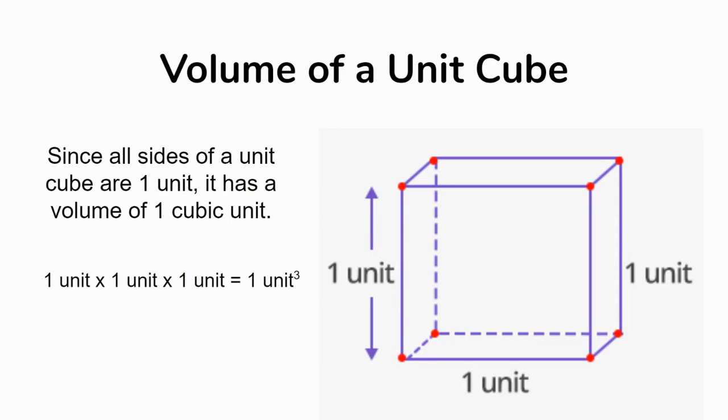So a unit cube, since everything on it measures 1 unit, has a volume of 1 cubic unit, right? So 1 unit wide, 1 unit long, 1 unit in height. So 1 times 1 times 1 gives us a volume of 1. Because we multiplied the unit 3 times, we're writing it as cubic units. So 1 unit cube has a volume equal to 1 cubic unit.